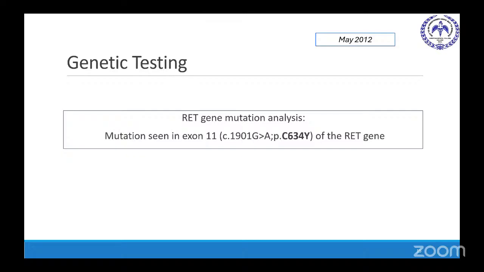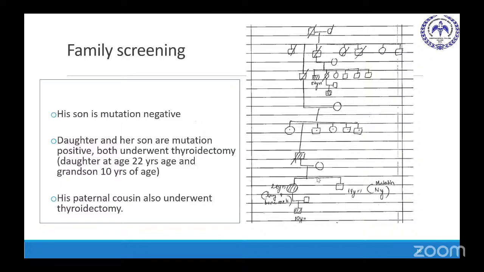So the patient's RET gene mutation analysis was reported as a codon 634 mutation in exon 11. And this was his family screening. So this is our patient. His daughter was found to be RET mutation positive, and her son also was mutation positive, both of whom underwent total thyroidectomy. His son was mutation negative. His paternal cousin was also found to be mutation positive and underwent thyroidectomy.